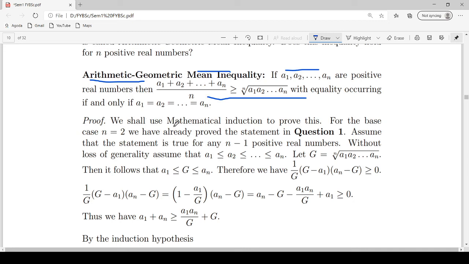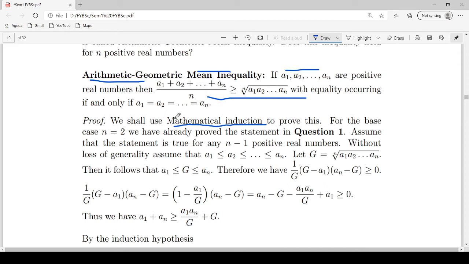We are going to use principle of mathematical induction to prove our arithmetic mean geometric mean inequality. So we will first prove the statement for two positive real numbers. So our base case will be n equal to 2. And then we will assume that the statement is true for any n minus 1 positive real numbers. And by assuming that, we will further prove that the statement is true for any n positive real numbers. And in that way, our arithmetic geometric mean inequality will be proved.